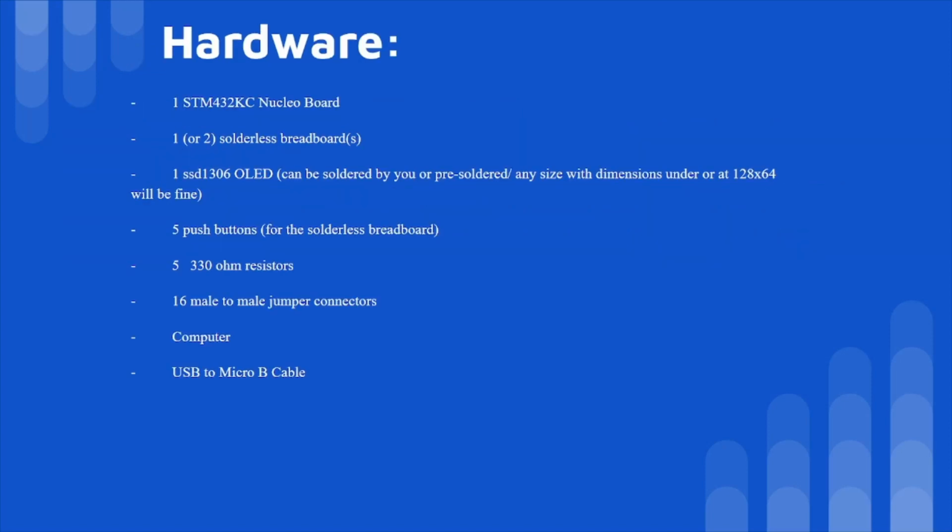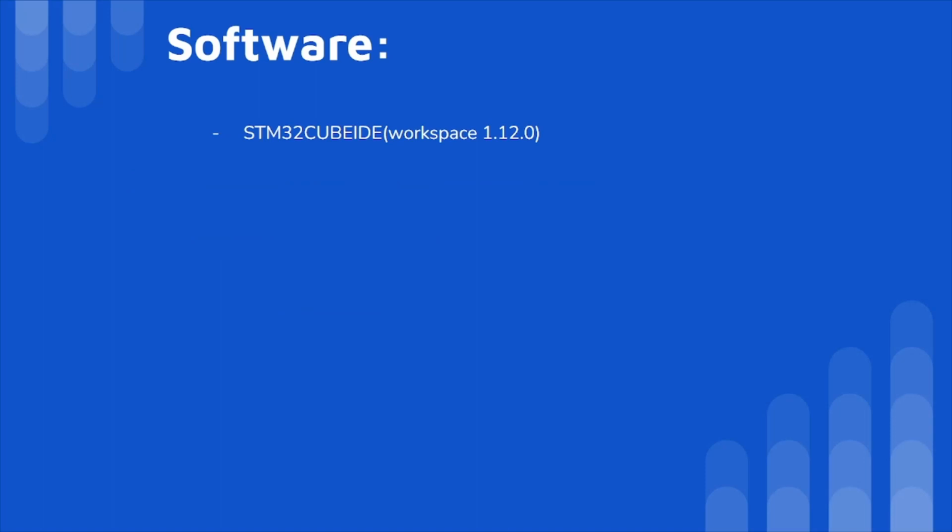So the hardware that was used in this project was the STM32L432KC Nucleo board, one or you could use 2 solderless breadboards, the OLED, 5 push buttons, 5 330 ohm resistors, 16 male to male jumper connectors, a computer, and a USB to micro B cable. And the software that we utilized is solely the STM32CubeIDE, using the workspace 1.11.2.